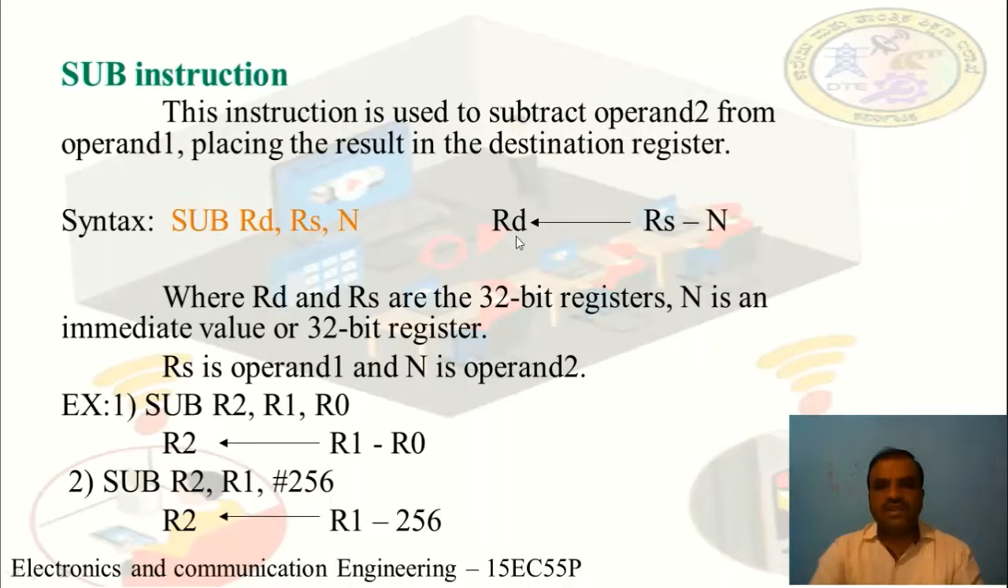For example, sub R2, R1, R0. When the processor executes this instruction, the content of R0 is subtracted from R1 and the result is stored in R2. Second example, sub R2, R1, hash 256. When the processor executes this instruction, the constant value 256 is subtracted from R1 and the result is stored in R2.